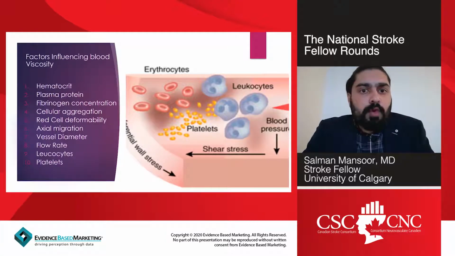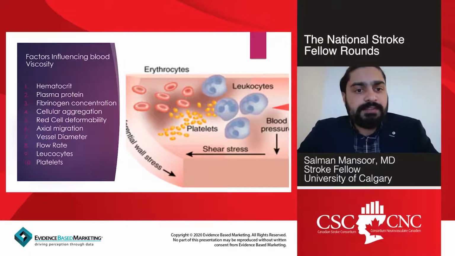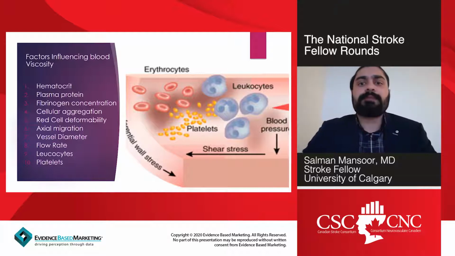This is a more detailed list of factors which influence blood viscosity, and they include hematocrit levels, plasma proteins, fibrinogen concentration, cellular aggregation, red cell deformability, vessel diameter, flow rate, leukocytes, and platelets.